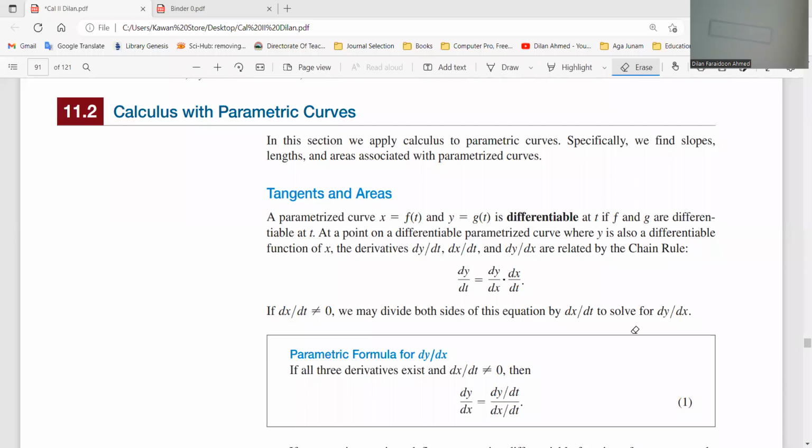Now we are going to another thing, we stop the video. Another point in chapter 11: we have calculus with parametric equations.